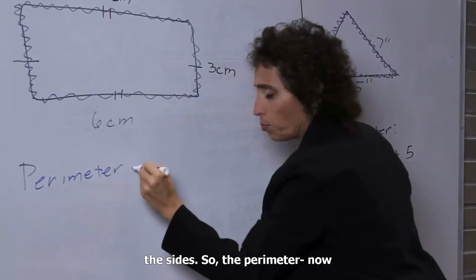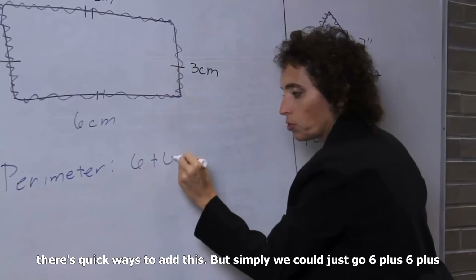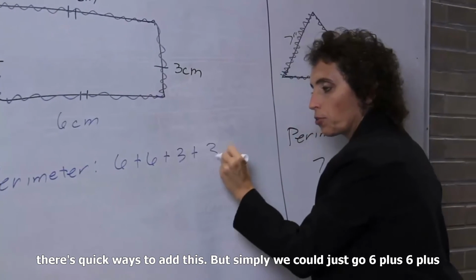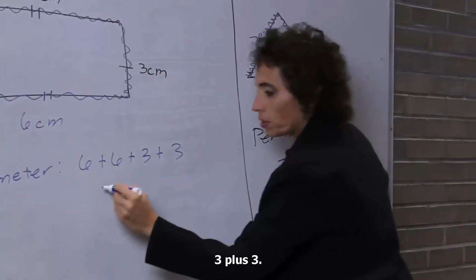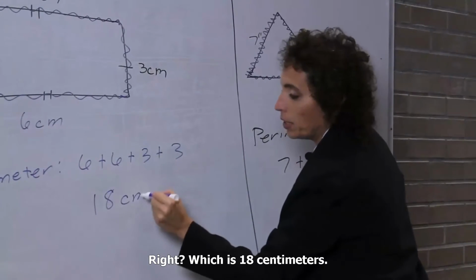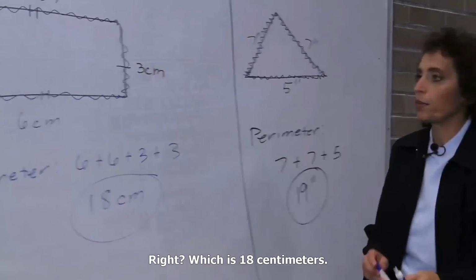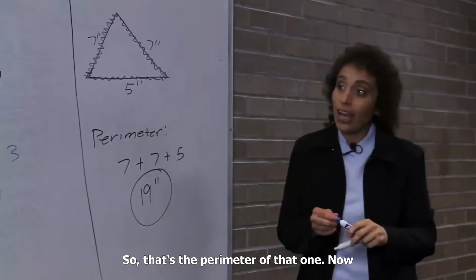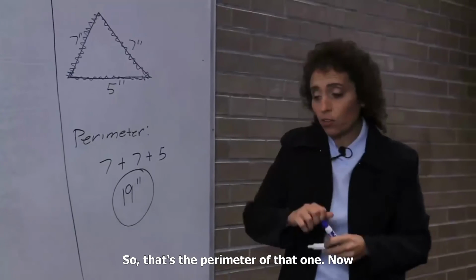So the perimeter. Now, there's quick ways to add this, but simply we could just go 6 plus 6 plus 3 plus 3, right, which is 18 centimeters. So that's the perimeter of that one.